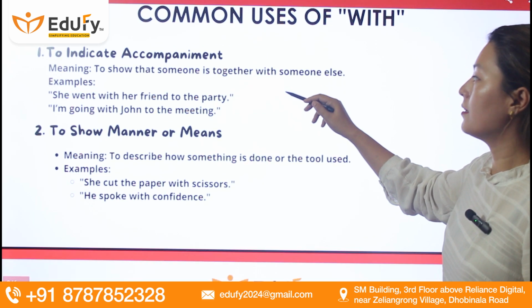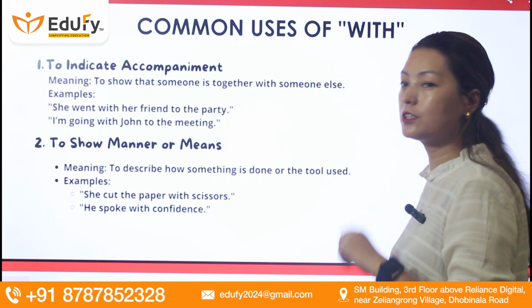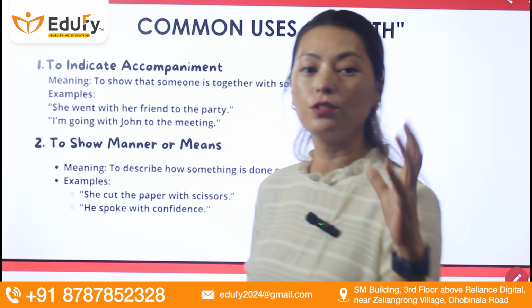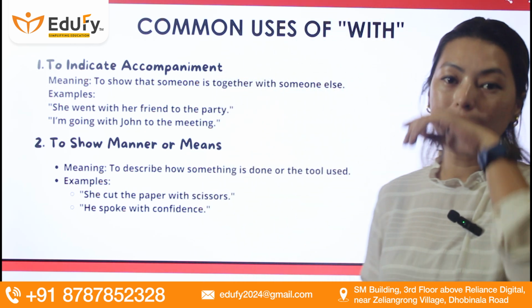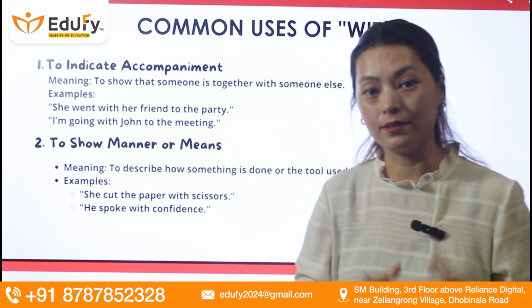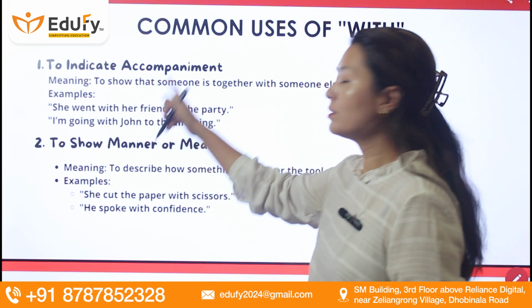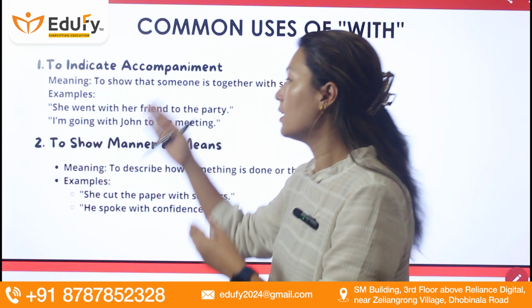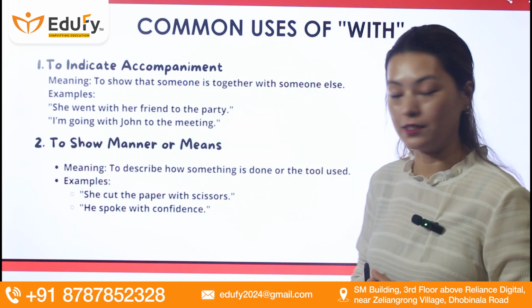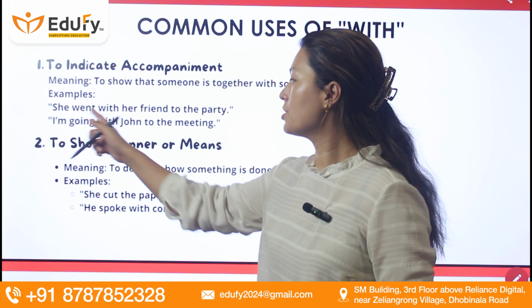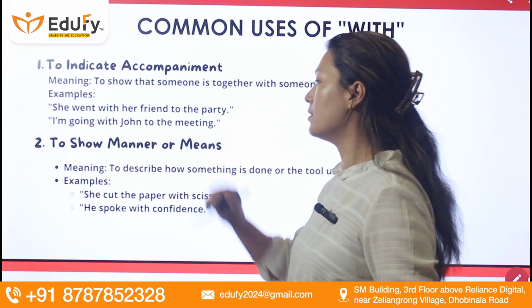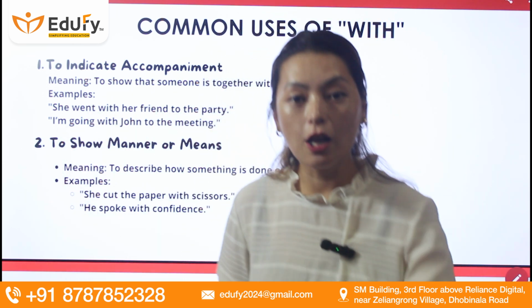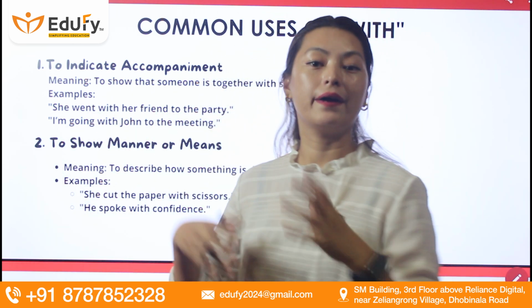So let's look at the first point, to indicate accompaniment. That means we use the preposition "with" to show that something is coming with another in a sentence. It shows that someone is together with someone else, or something is together with something else. For example, she went with her friend to the party. So we are talking about her action of going to the party along with a friend. That means accompanied by a friend.